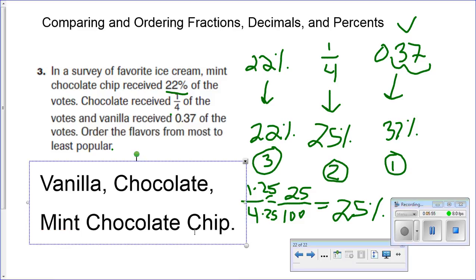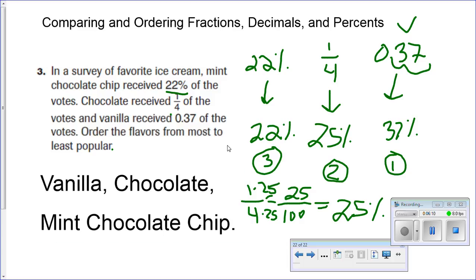So to review, when we're going to order fractions from least to greatest or greatest to least, we need to make sure we are comparing these things in the same form. If you want to use a different method, you're more than welcome to do that. But looking at this, I would decide that percent would be the way to go, or decimals. Okay, we very rarely convert everything to a fraction.